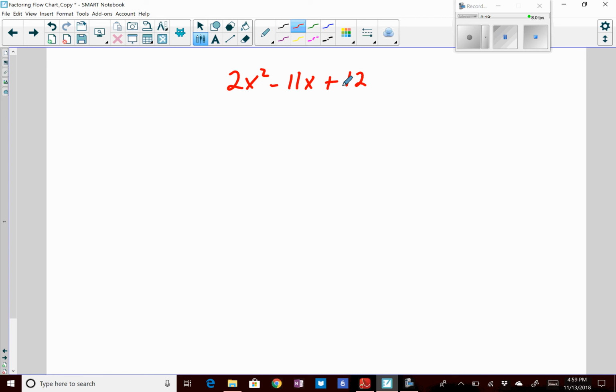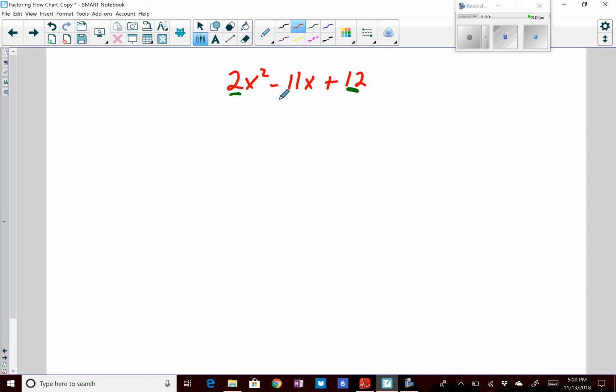The next box asks us if a is equal to 1, and no, that's not the case because a is equal to 2. So looking at the third box, it says a not equal to 1. Well, that's the case here. A is not equal to 1, and we have a 2 here. So we're looking for two numbers that multiply to the product of a and c. Right? So here's a, here's c. We need factors that multiply to that product and also add to b, which in this case is negative 11.